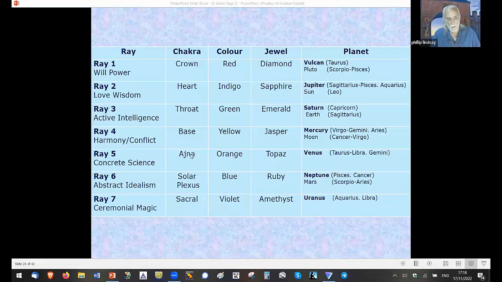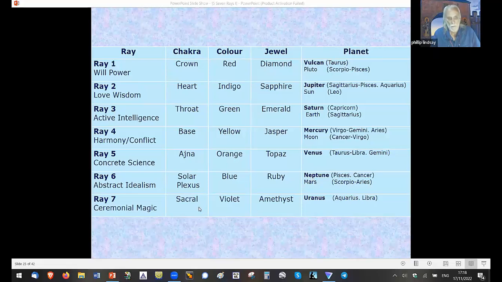Fifth ray, Ajna center, orange, topaz, Venus. The sixth ray, abstract idealism or devotion. Solar plexus, of course. Light blue or sky blue. The ruby. Red, of course, is the color of passion and emotion too, and of Mars, which is the co-ruler of the sixth ray, hence ruby. And of course, Neptune, the esoteric ruler.